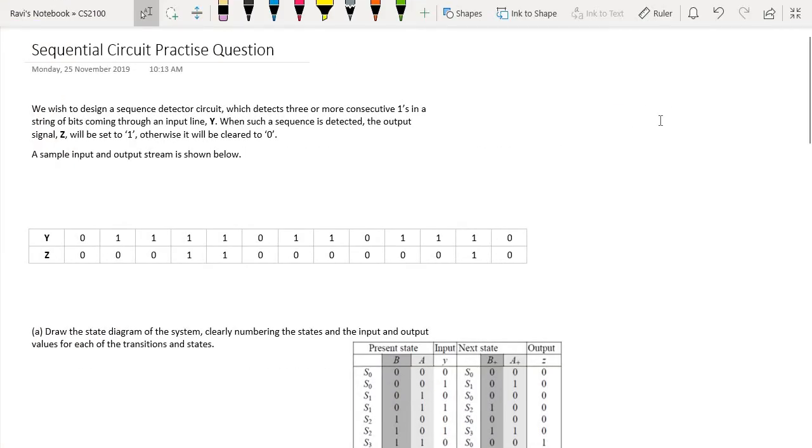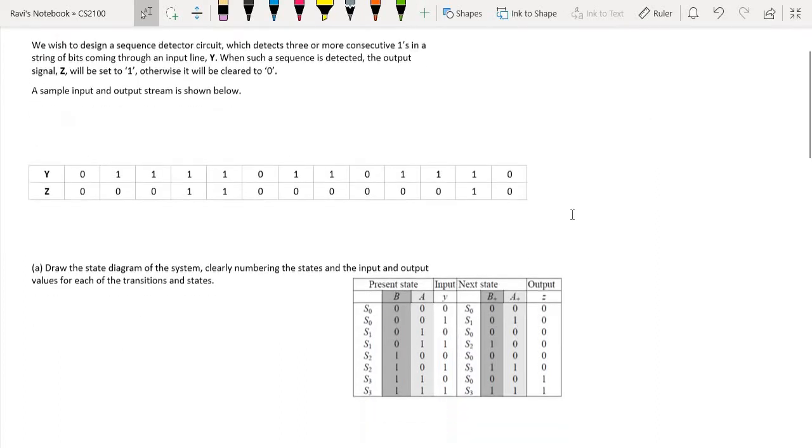Hi, I received quite a lot of queries regarding the practice question that I sent, and from the queries that I received, I think there is a common misunderstanding or lack of understanding of how the clock actually plays a significant part in sequential circuit design. I think most of you are still thinking in the combinational logic direction, whereas in sequential circuits we have to remember we have a clock.